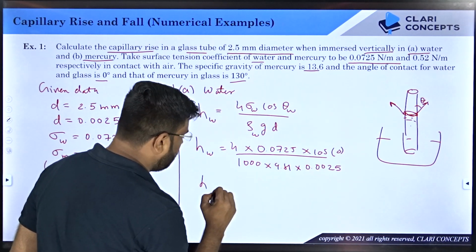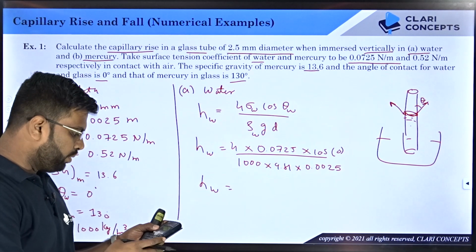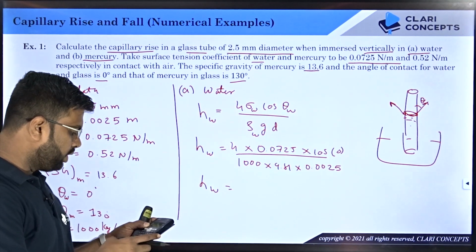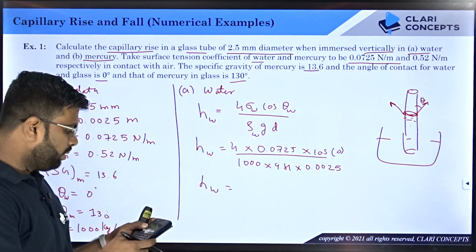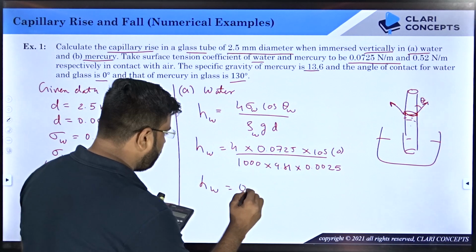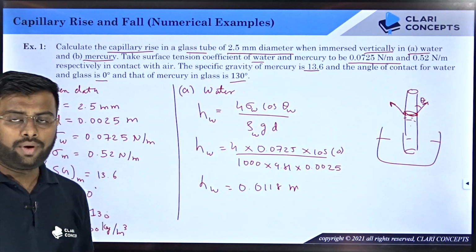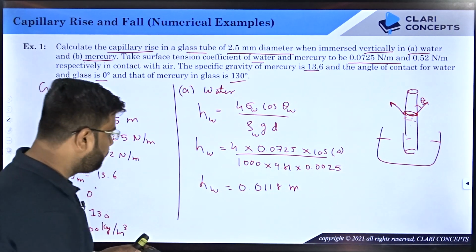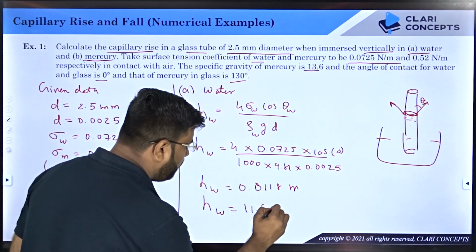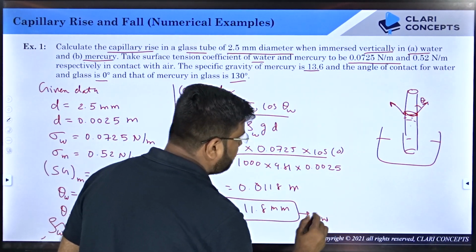Let me calculate this. I get 4 into 0.0725. Anyway cos 0 is 1, and then divide by 1000, divide by 9.81 and divide by 0.0025. This comes out to be 0.0118 meters. If you want the value in mm, you multiply it by 1000. So HW will be 11.8 mm. This is the answer, so the capillary rise is 11.8 mm.